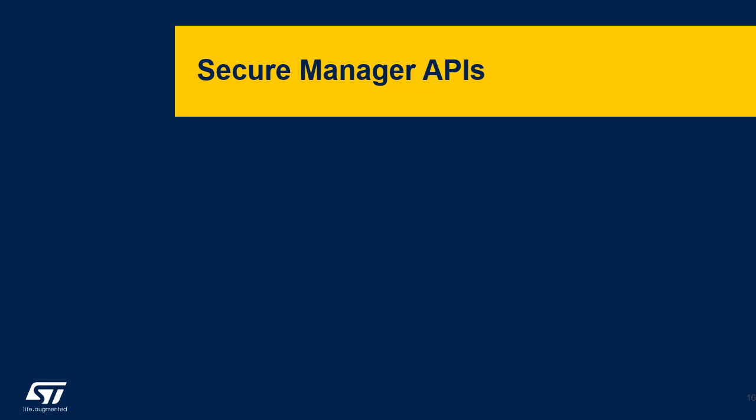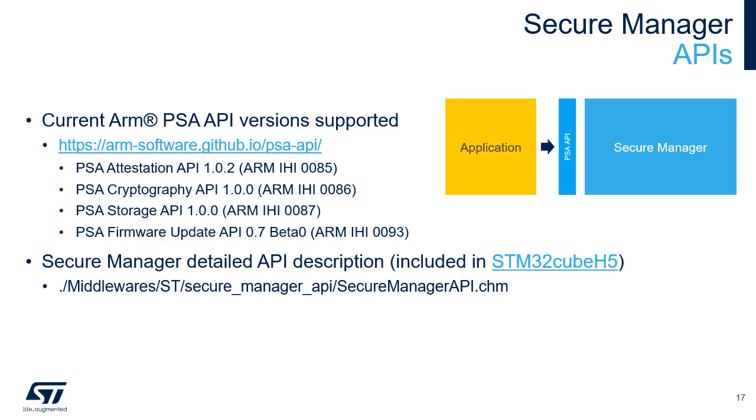Once configured, the OEM can use Secure Manager using PSA standard Secure Manager APIs. The Secure Manager security services are easy to use as they are compliant with standard ARM PSA APIs. The following PSA standard APIs are supported and can be used by the non-secure application: PSA Attestation API, PSA Cryptography API, PSA Storage API, and PSA Firmware Update API.